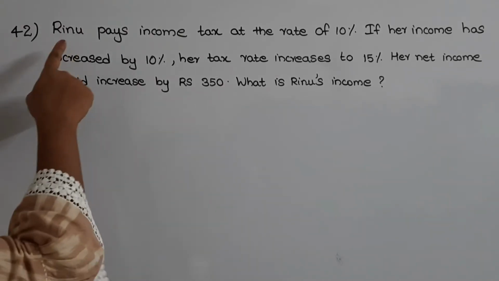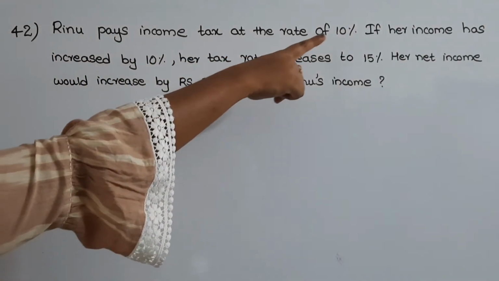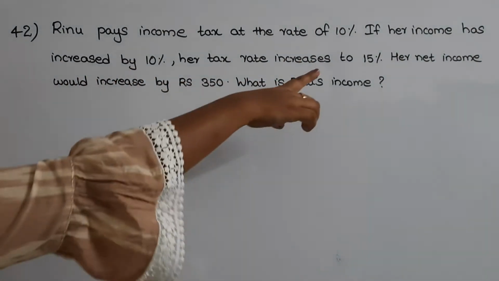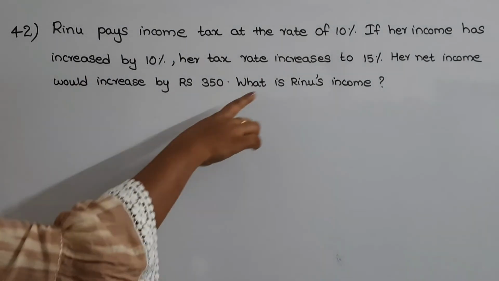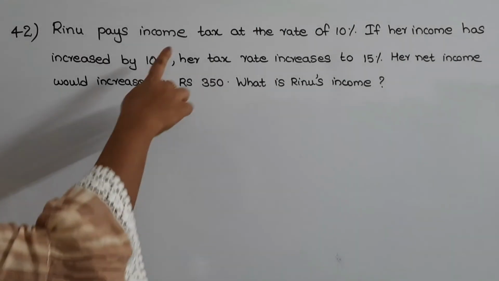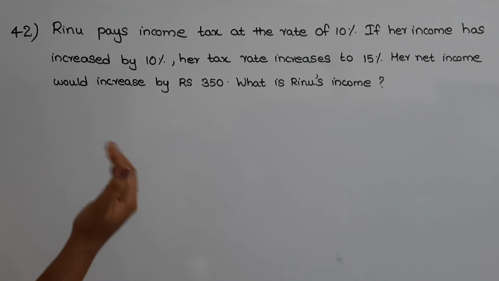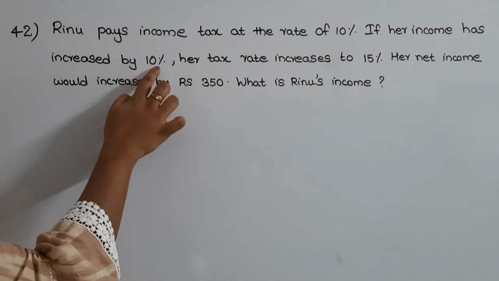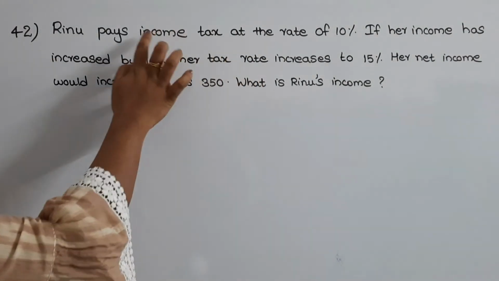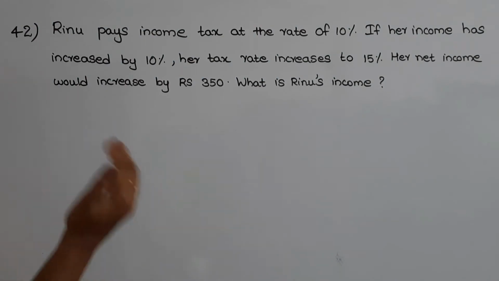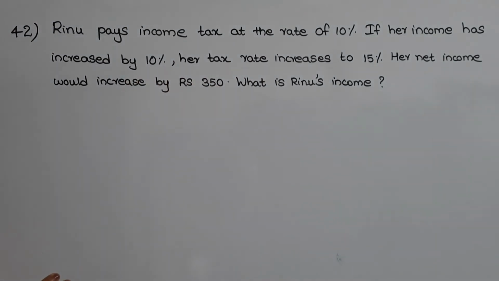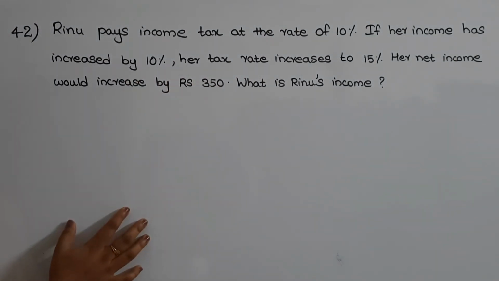The next question is, Renu pays income tax at the rate of 10%. If her income has increased by 10%, her tax rate increases to 15%. Her net income would increase by rupees 350. What is Renu's income? So in this question they are telling that the income tax rate of Renu is 10%. When her income is increased by 10%, the income tax rate is 15%. So we need to find out what is Renu's income, and they have also given the difference between the net income in both these cases as rupees 350. Let us see how to solve this problem.